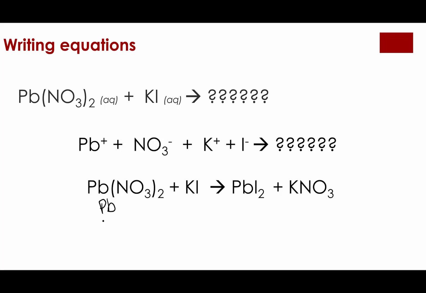Here's another pro tip I can offer you. If you've got a polyatomic and it stays together on both sides of the arrow, you can just simply add that as one item. So instead of breaking up the nitrogens and oxygens, just keep them all together. So we've got lead, we've got nitrate, we've got potassium, and we've got iodine. And I'm going to do the same thing on the other side.